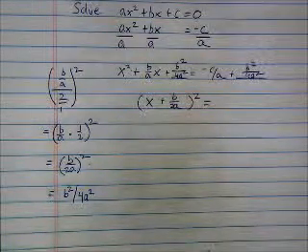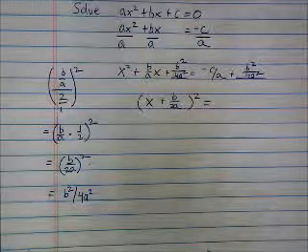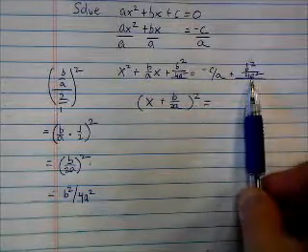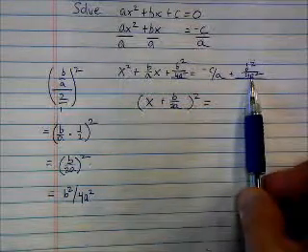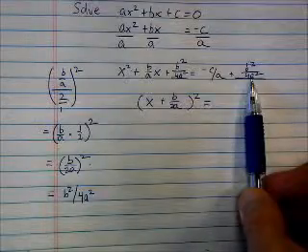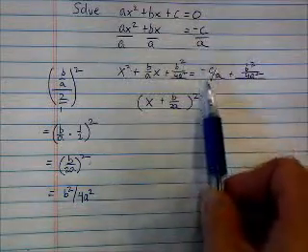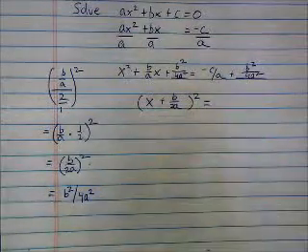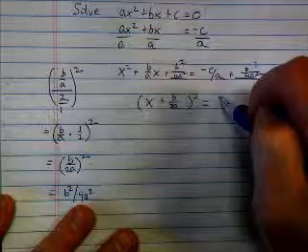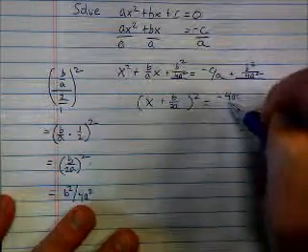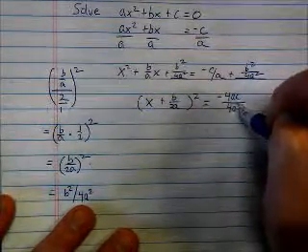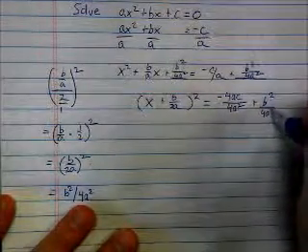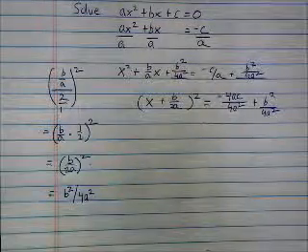A common denominator. I think the common denominator is 4a squared, since this one just has an a and that one has a 4a squared. So for this fraction right here, to get the common denominator, I need to multiply top and bottom by 4a. So I'm going to have minus 4ac over 4a squared plus b squared over 4a squared. All I did there is get a common denominator so I could add my fractions.